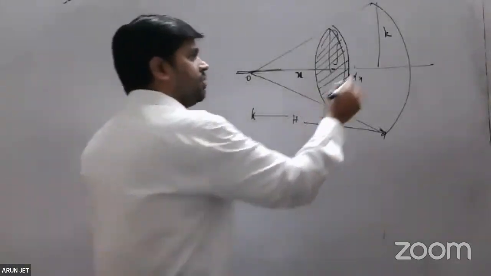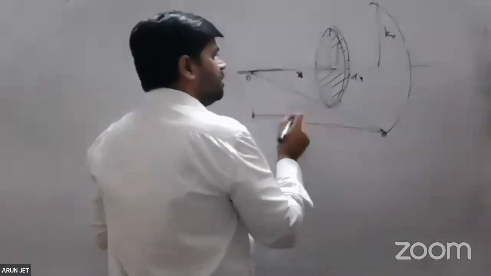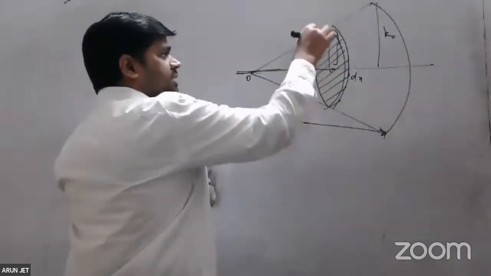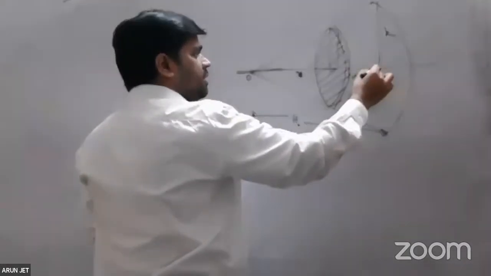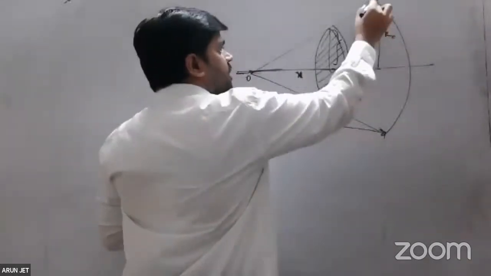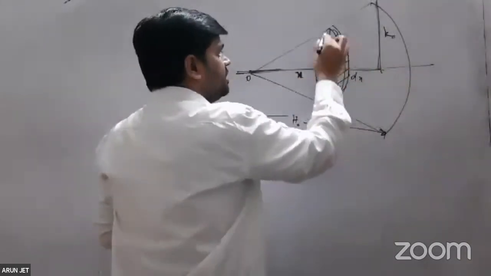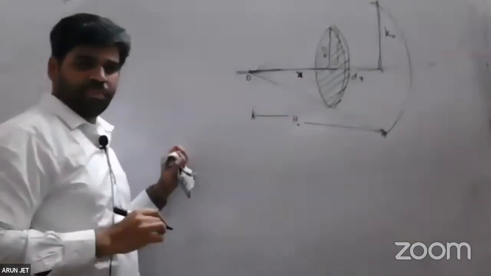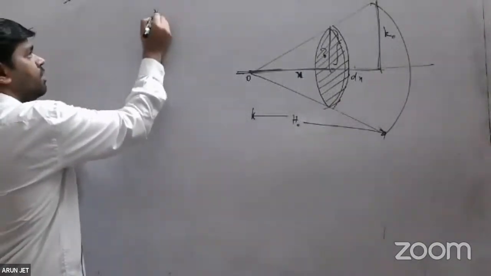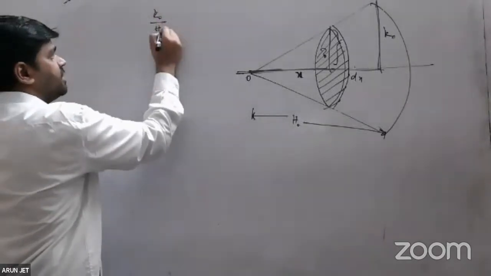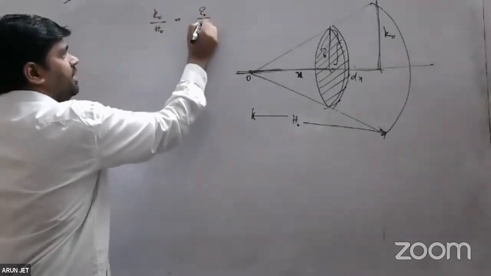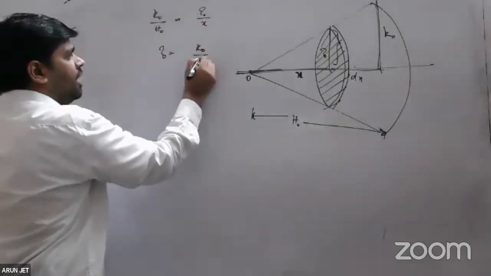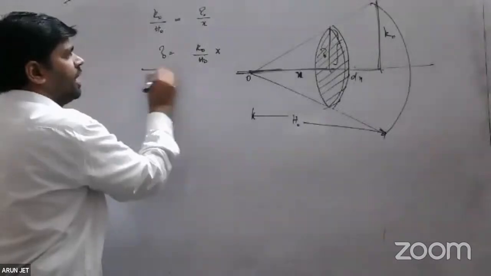Now this is what I want. This is r naught. This is h naught. Now what is this radius? This radius is what I want ultimately. So how much is this radius? I'll use similar triangles. r by h is equal to question mark by x. Taking this as question mark, r by h, similar triangles, is equal to question mark by x. So question mark is equal to r naught by h naught into x. I got the radius.